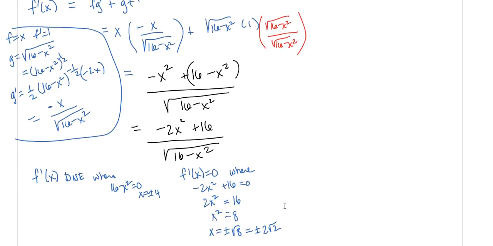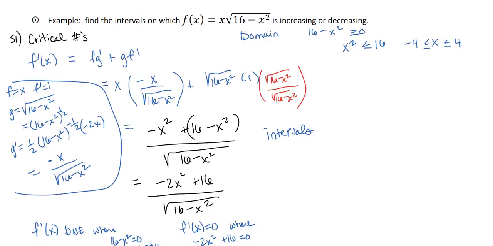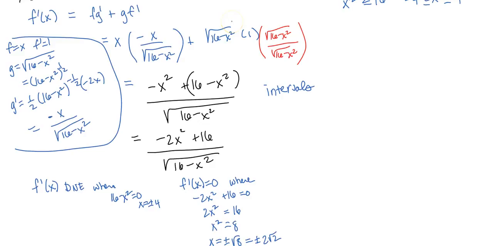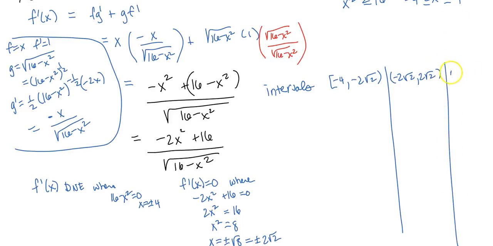So when we set up our intervals here, remember we're only looking at the domain being carved up into subintervals. So our domain goes from negative 4 to 4 anyway. So I'm going to create intervals from negative 4 to negative 2 square root of 2, from negative 2 square root of 2 to 2 square root of 2, and from 2 square root of 2 to 4.